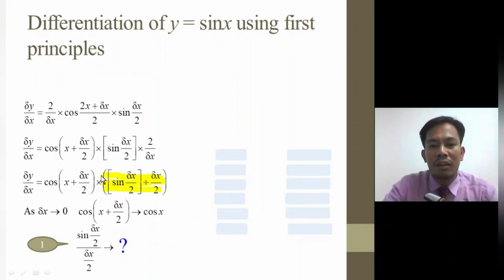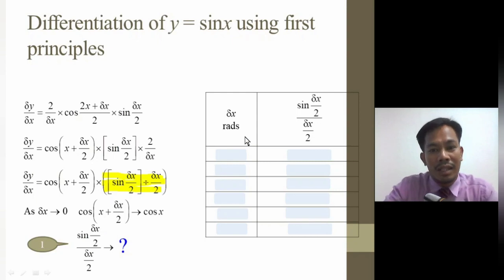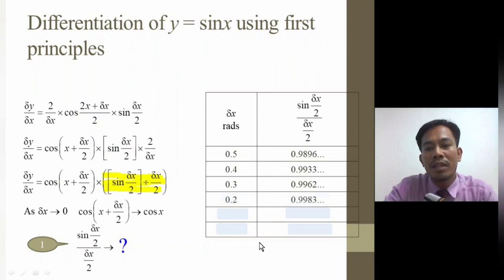So what is the value of the part that I shaded? Let's try to put a table and test. The increment of x in radians, let's say I'll start with 0.5. It is 0.9896. Let's go to 0.4, 0.3, 0.2. Please observe what is happening with the value of the part I shaded a while ago. It's increasing and increasing. Let's go to 0.1. Let's try 0.05.